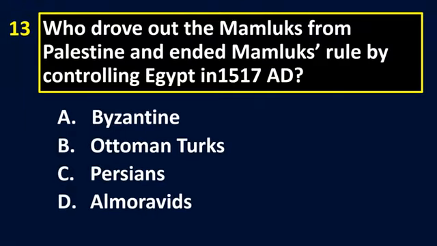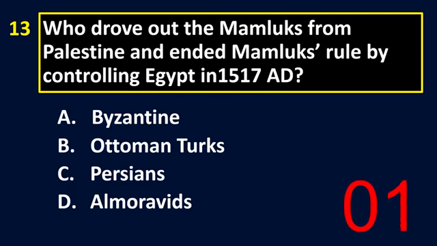13. Who drove out the Mamluks in Palestine, and ended Mamluks' rule by controlling Egypt in 1517 AD? A. Byzantine. B. Ottoman Turks. C. Persians. D. Almoravids. The answer is B. Ottoman Turks.